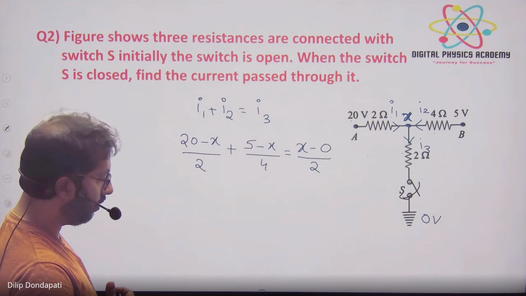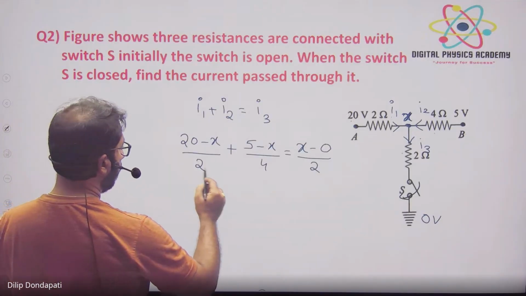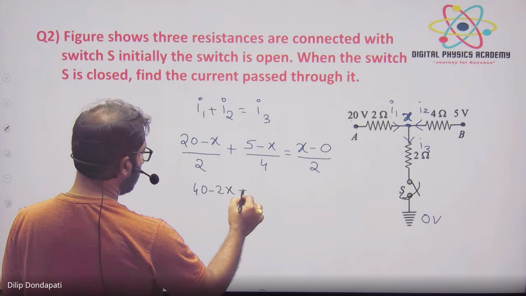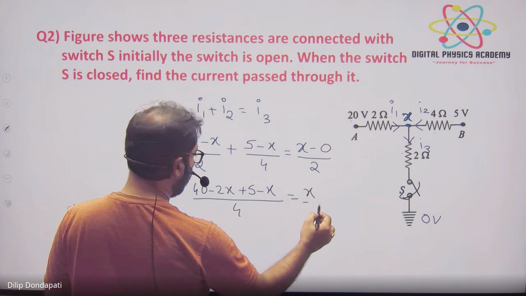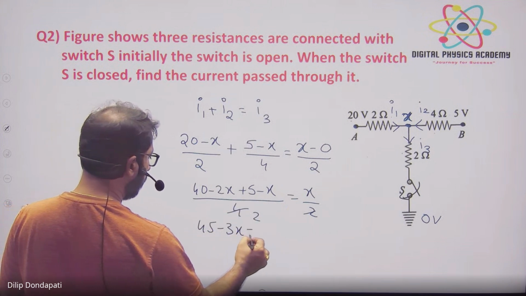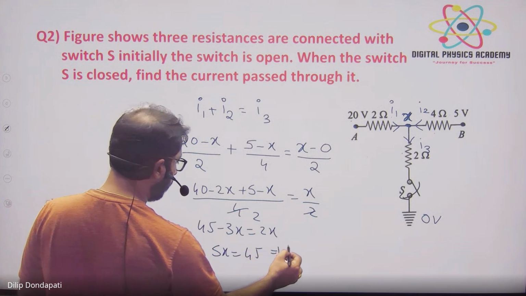So X is minus 9? Check. I'm getting X is 9. Look, LCM is 4. So (40 minus 2X plus 5 minus X) by 4 is equal to X by 2. So 45 minus 3X is equal to X. So 5X is equal to 45. X equals 9 volts.